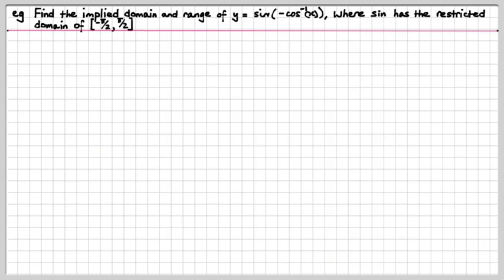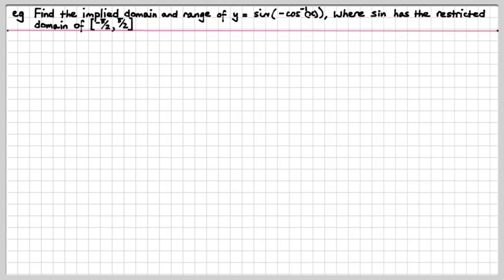Now this here, we're finishing with a bang, guys. This is a horror. This is actually a composite function, and a lot of people think they're absolutely dreadful things, but we'll prevail. Don't you worry. y is sine of minus inverse cos of x. Find the implied domain and range of that, where sine has the restricted domain we would expect, the principal domain from minus pi on 2 to pi on 2 inclusive.